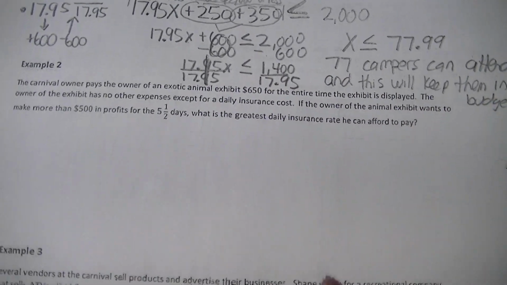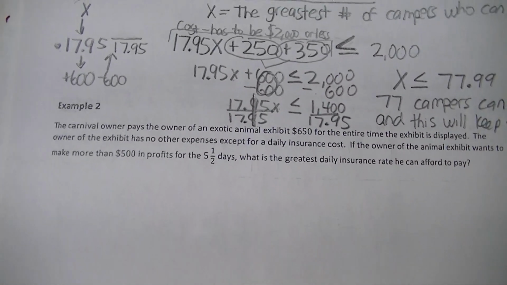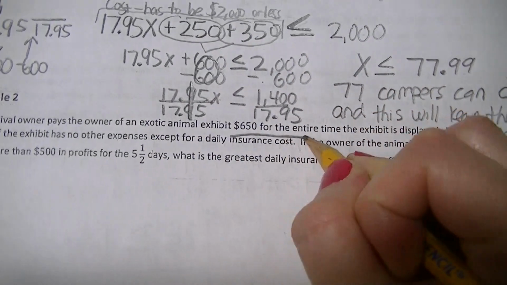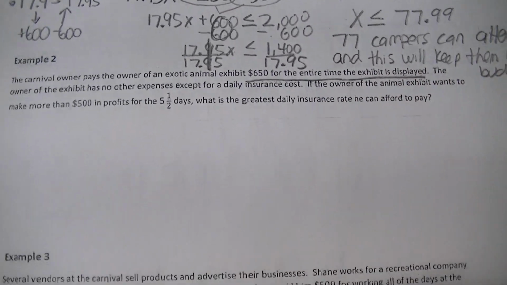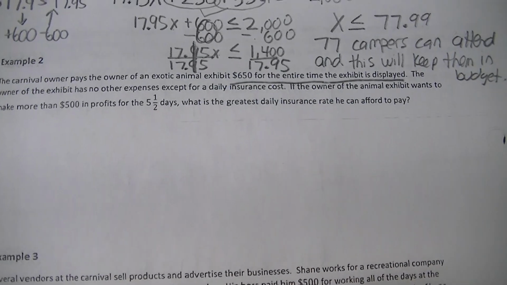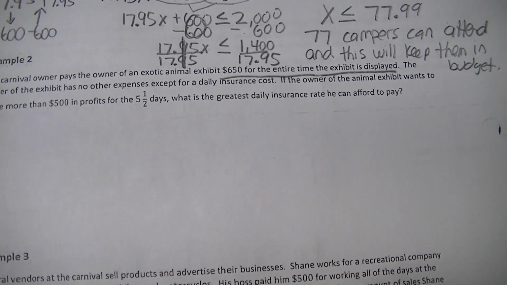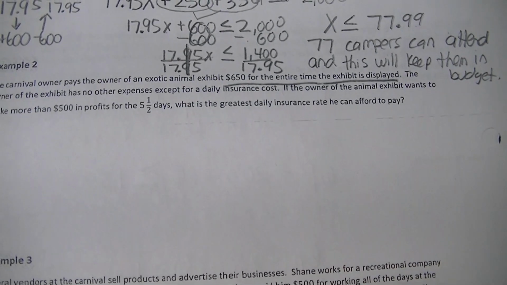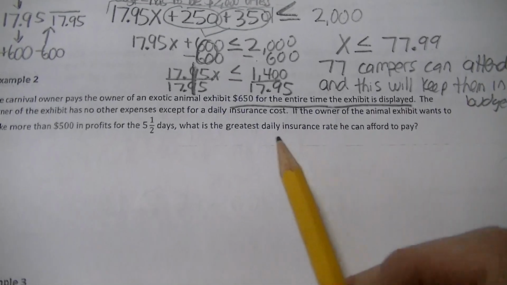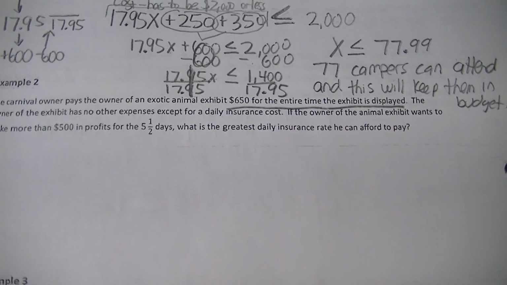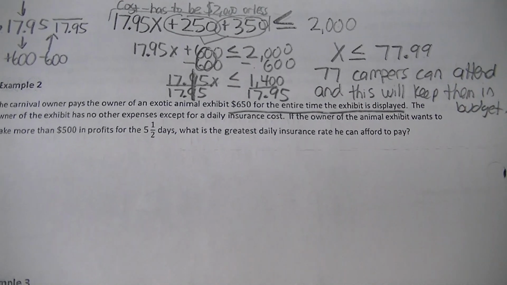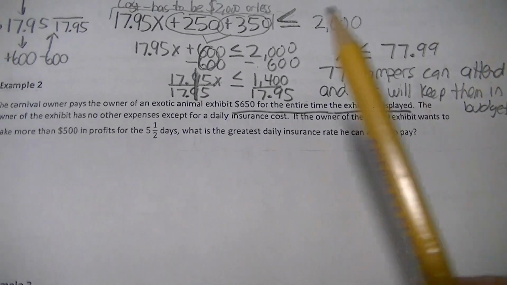Next problem. The carnival owner pays the owner of an exotic animal exhibit $650 for the entire time the exhibit is displayed. Let's relate that to us. You go down to the fair, and the person running the fair is going to give the exotic animal person $650 to come and show off their animals at the fair. That's all they have to pay them for the entire time. Obviously, they're not going to show off their animals for free.